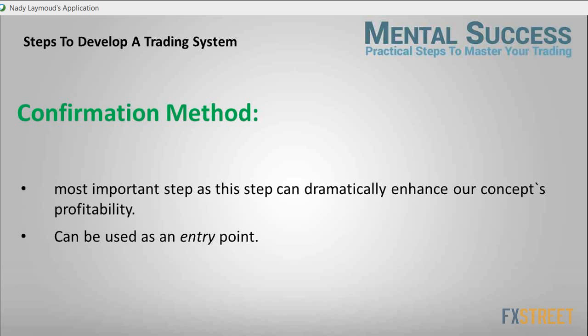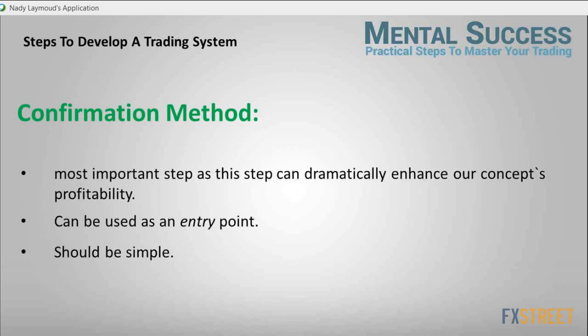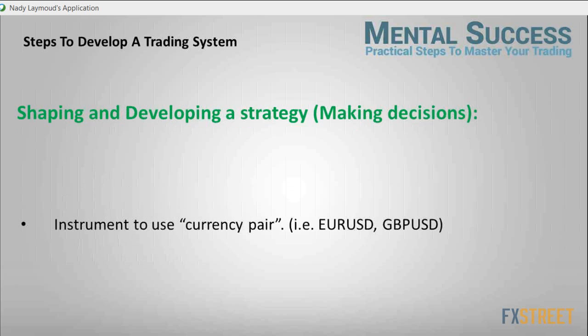The confirmation method and our technical system should not be of the same type, and by that I mean if the technical system we use depends on a lagging indicator like MACD, moving average, or Bollinger Bands, then the confirmation point should be based on a different type of technical analysis. And we will soon discuss 3 tools which can play that confirmation role. The next step is shaping and developing a strategy, or making decisions. Once we settle on a confirmation method, we should start the next step, which is shaping and developing a strategy.